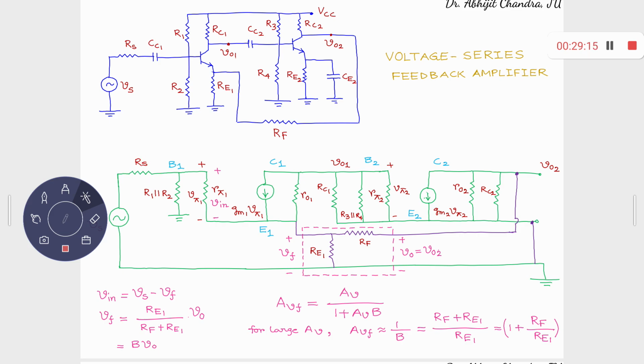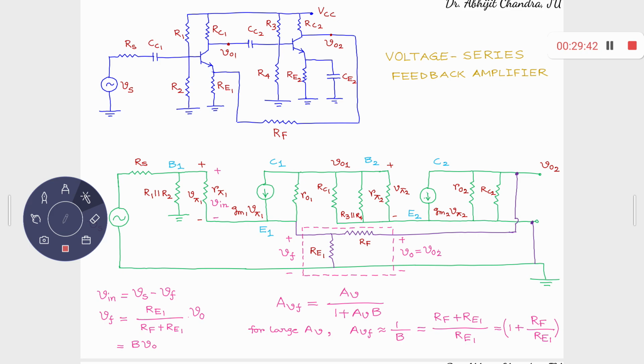Okay, there will be some loss across Rs, but you can safely neglect that because this Rs is very small. So this Vs voltage is equal to this V in voltage plus Vf voltage, or in other words, V in is equal to Vs minus Vf. So it's a negative feedback. And how is this Vf related to V naught? Vf is equal to RE1 by RF plus RE1 times V naught.